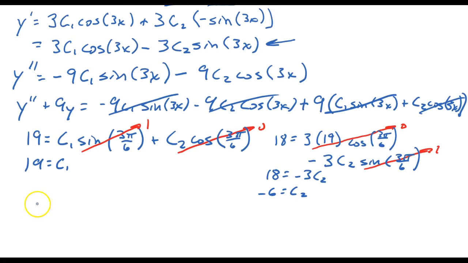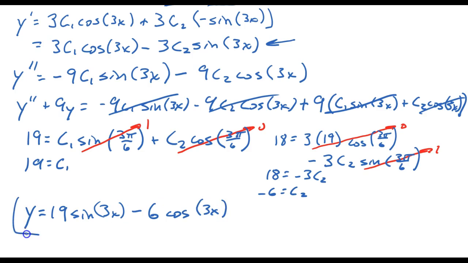So what's our particular solution? Y is equal to 19 sine 3x minus 6 cosine 3x.